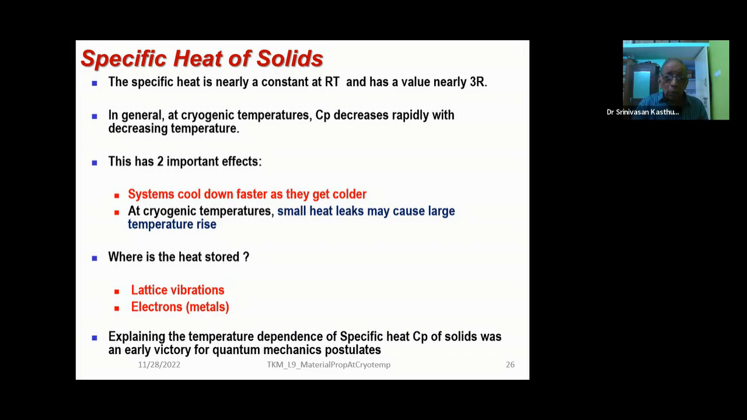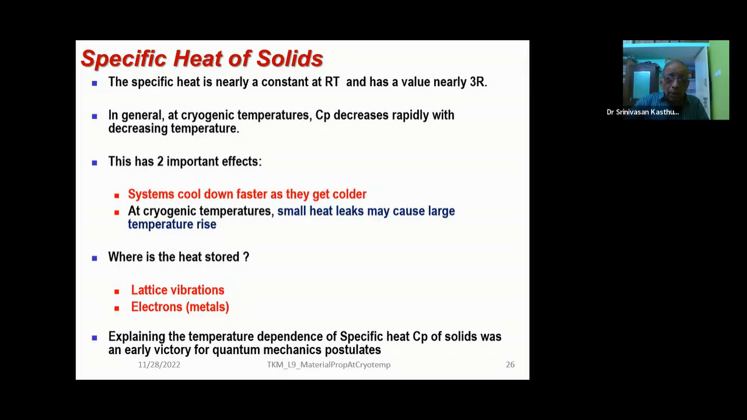Now, this specific heat at room temperature is nearly a constant for all solids. It has a value of approximately 3 times R. R is the universal gas constant. Now, if you go to cryogenic temperatures, starting from the value at room temperature, the specific heat keeps on decreasing, gradually comes down, and then ultimately goes to zero at absolute zero of temperature. That's what you normally see.